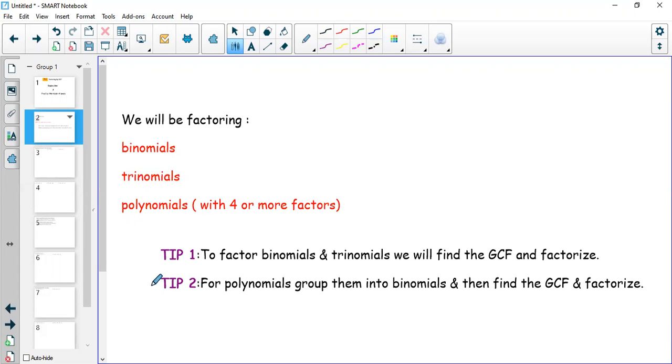So here I would like to give you 2 tips. Tip number 1 is to factor binomials and trinomials, we find the GCF and factorize them, right? So for binomials and trinomials, we just find the GCF of the terms, and then we factorize. But for polynomials, we have to group them into binomials, and then we find the GCF and factorize them. So if you have a polynomial with 4 terms or more, you need to group them into 2 each, and then we will be factorizing them, right?